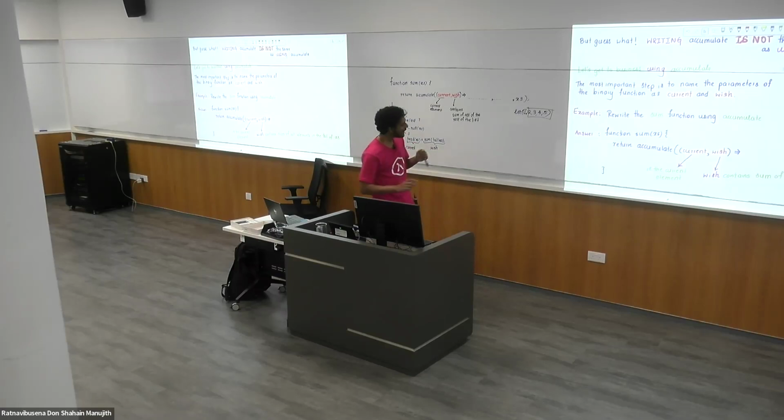Okay, so let's see why current will contain the current element, and why the wish will contain the sum of the tail of the list. So let's see why that actually happens. It's not magic, okay? It is not magic. So I'll show you why that happens. So this one will contain the wish.